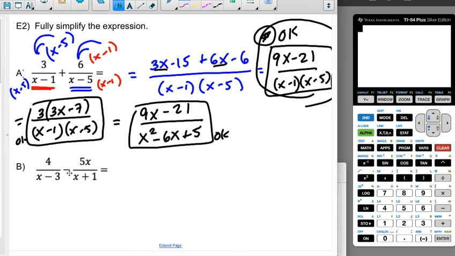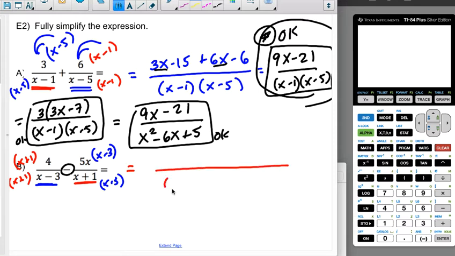Okay, so the tricky part with this second one, notice that that's subtraction. So I'm going to do the same thing with getting a common denominator. I'm going to say, this x - 3 needs to be multiplied by both of these to get a common denominator, and this x + 1 needs to get multiplied by this thing. So what's going to happen is the denominator is (x + 1)(x - 3). I don't need to write it twice. I just write it once, because that's how common denominators work.